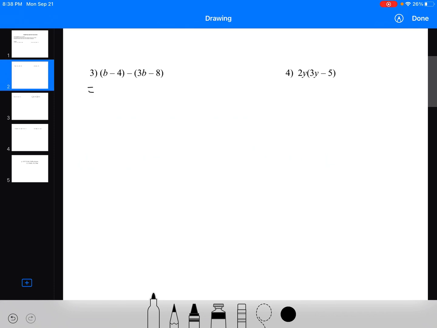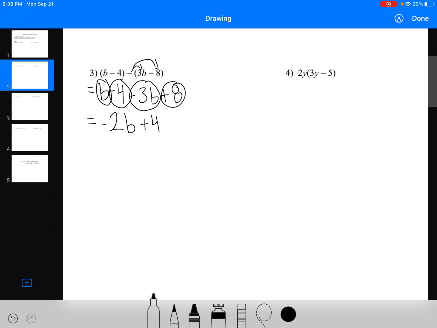I would say the biggest mistake that people make when they're doing these is they try to put unlike terms together. So if you put unlike terms together, it's going to make your terms impossible to stop. You're always going to go further than you should, and you're going to get the wrong answer. It would be like collecting apples and oranges and saying that they're all the same. They're not. Okay, b minus 3b, negative 2b, negative 4 plus 8 plus 4.